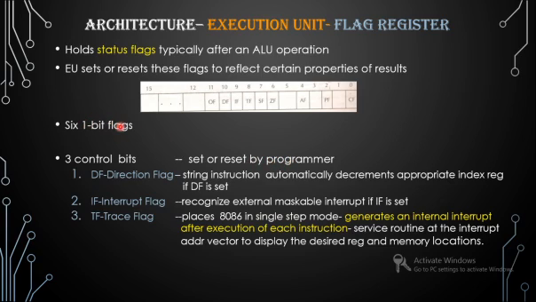Earlier we had seen math flags which are set or reset based on the result of some arithmetic or logic operation. The control bits are not based on the result; they are set or reset by the programmer or the user. That's the difference. Okay, so a total of 9 flags are there: 6 are math flags and 3 are control bits.